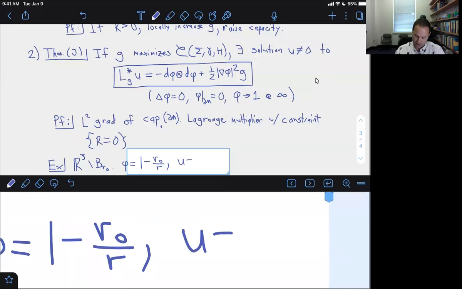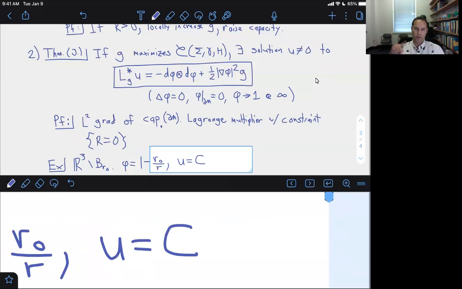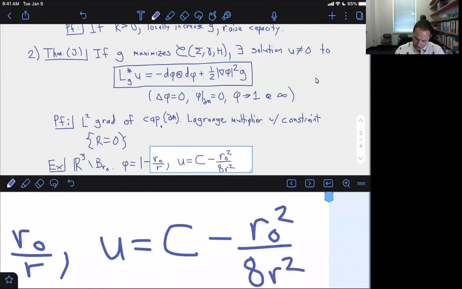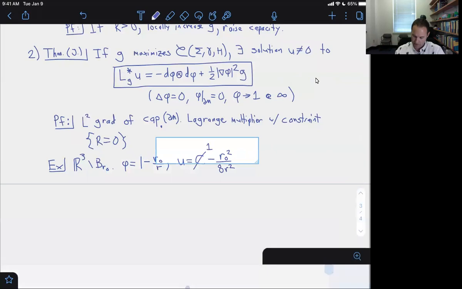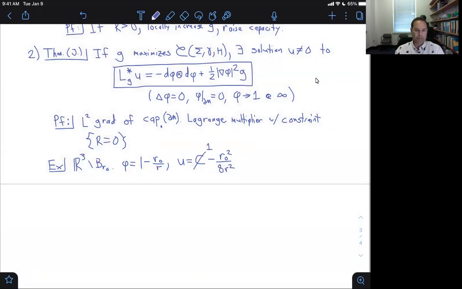The U that you get could have any constant in it. The constant corresponds to the homogeneous solution. The constants there are in the kernel of L_G star, and then minus a term R naught squared over 8R squared. If you want, you can choose that constant to be 1 so that U goes to 1 at infinity. So that's what the solution U looks like in the Euclidean case. You can also write it down explicitly in Schwarzschild as well. Okay, so got that example.